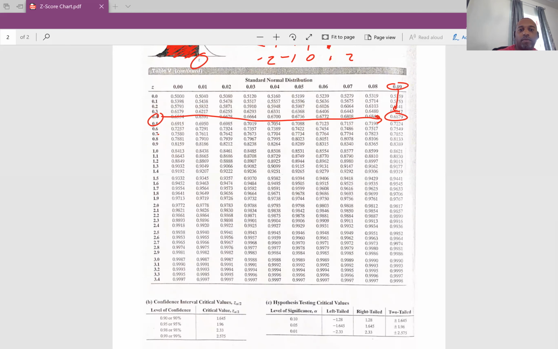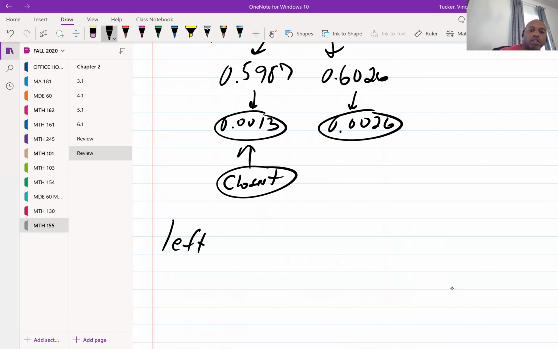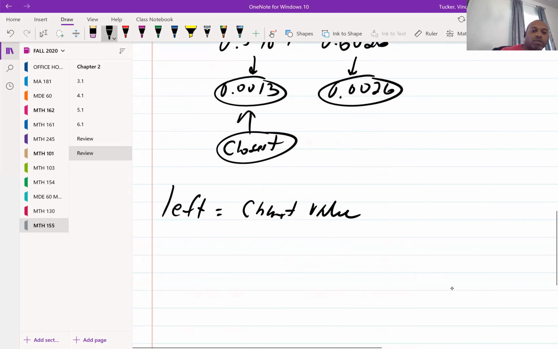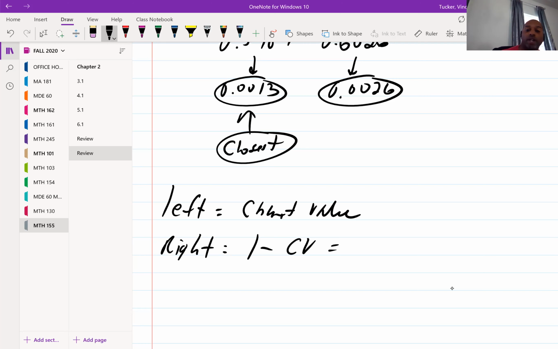Mr. Echoes, was that good? I think that was Mr. Echoes that asked that. Okay, cool. And you just keep on with that same pattern. Now, if they ask you to the right, then what I would do, let me go to the notes. To the left, you always just use the chart value. But if they ask you what's to the right of, then you do 1 minus the chart value. So if they want to know what was to the right of 0.49, you do 1 minus the 0.6879. And then whatever that value is would be your answer.